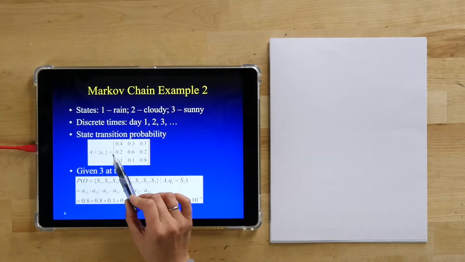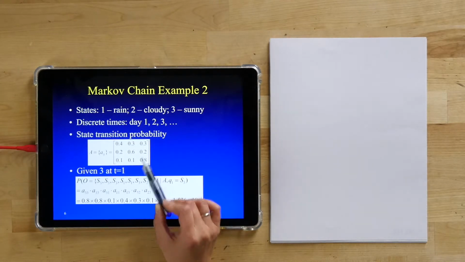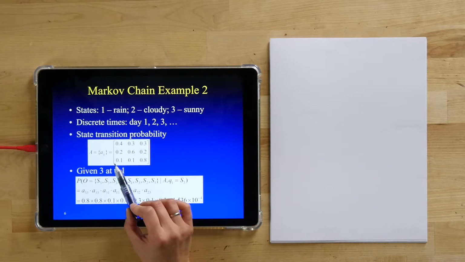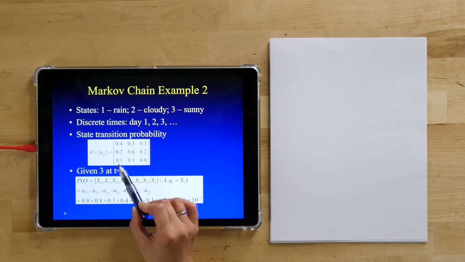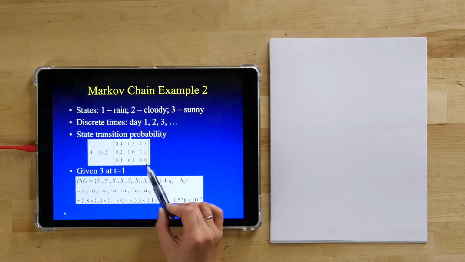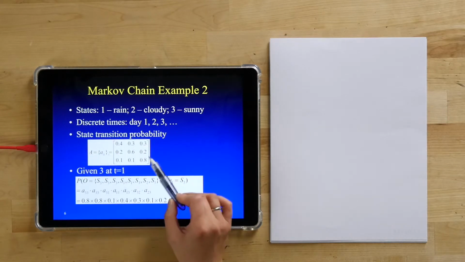And if the previous day is cloudy, the chance the next day is going to be rain is 0.2, cloudy 0.6, and sunny 0.2. If the previous day is sunny, the probability the next day is going to be rain is 0.1, cloudy 0.1, and sunny is 0.8. So this, again, is the transition probability.